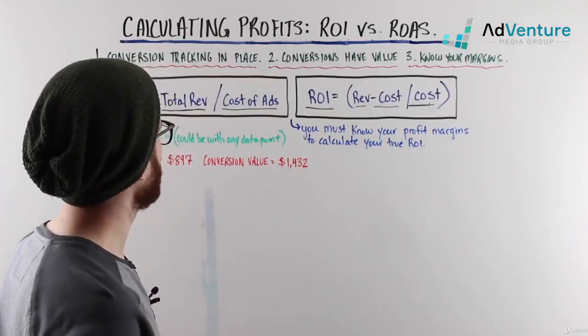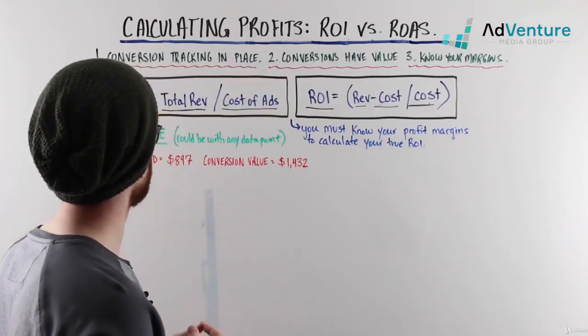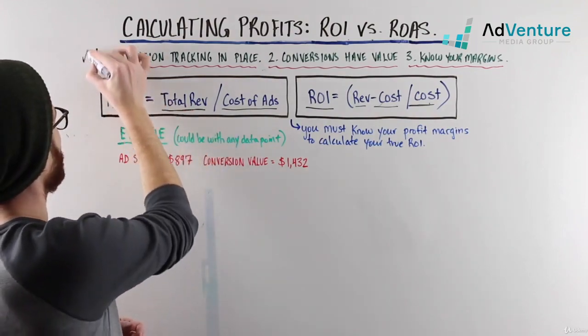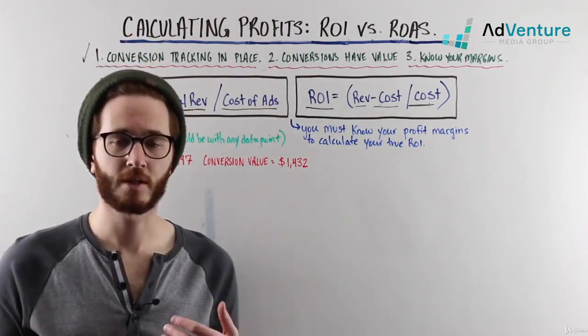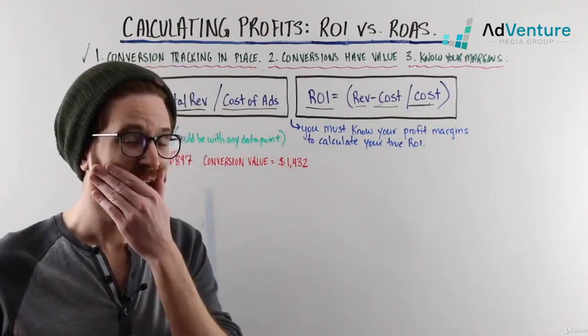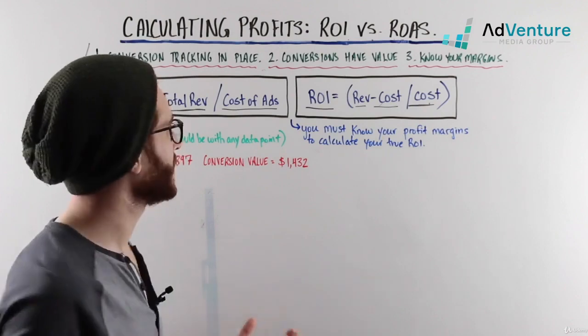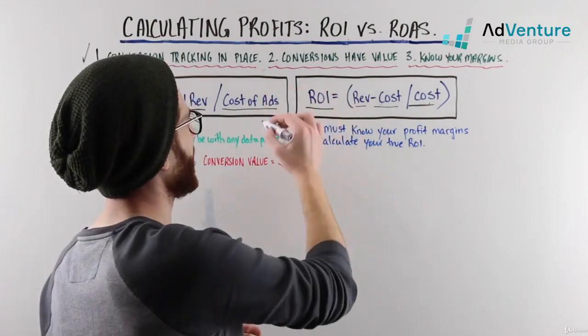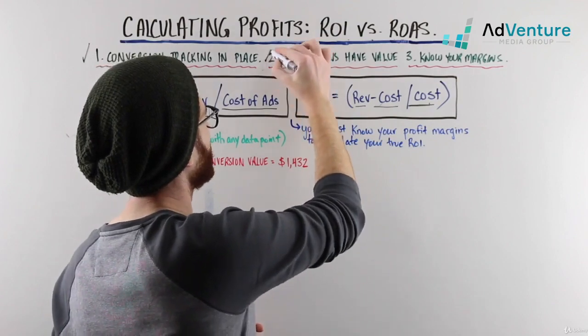A couple things we have to know when we talk about calculating ROI versus ROAS. One is we must have our conversion tracking in place. Okay, that's very important for us to be able to even start talking about calculating ROI in our AdWords account. If we're not tracking conversions, we'll have no idea what our conversions are and what our conversion values are. Number two, which is what I just said, conversions have to have values.